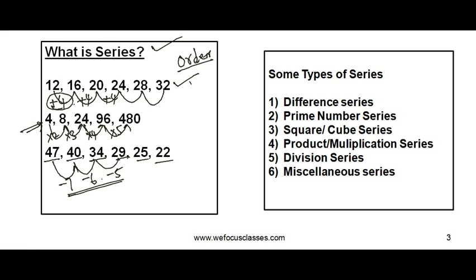Like this, whatever set of numbers is given to us, those numbers will be following a particular order. If they are following a particular order, we say that the numbers are in series. In order to solve the problems, we need to find that particular order, and in the problems we will be given a missing number, like after 32 there will be a blank given to us. We need to find what number comes in this blank.